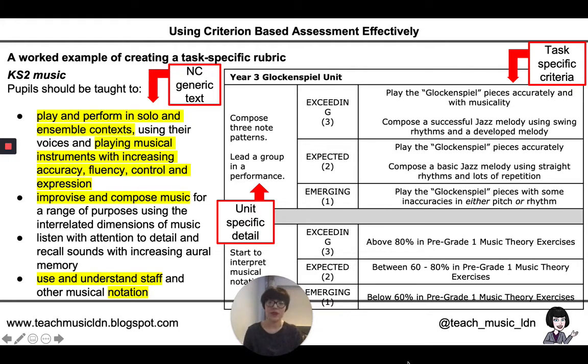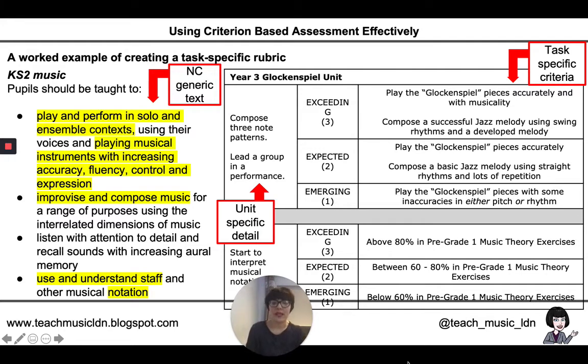So it's about making sure that we've got that generic text so that we know what we're teaching, no matter what specification, what course it is. We then have that more specific detail that we've distilled down, and then you've got that task specific criteria. So that same unit detail can be applied differently to different tasks.